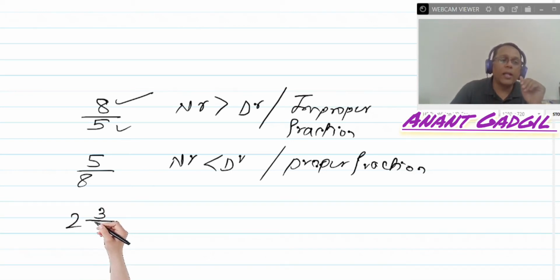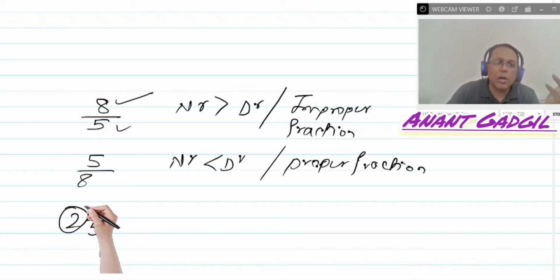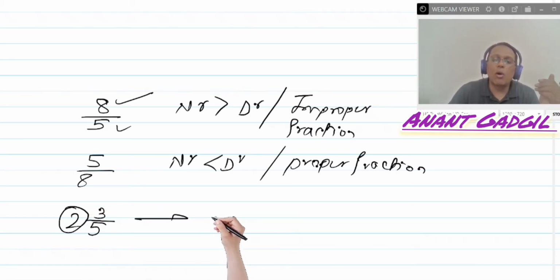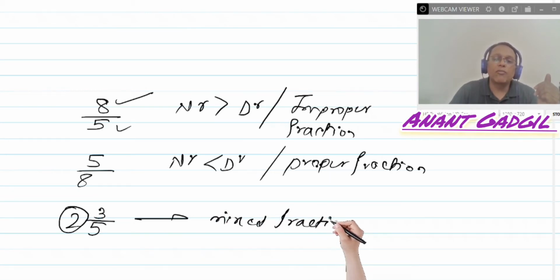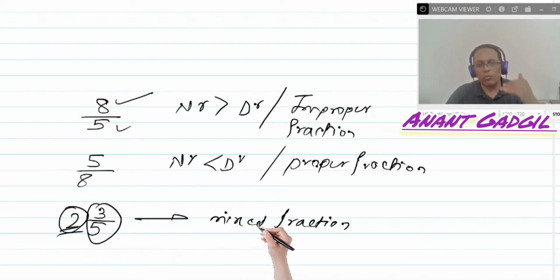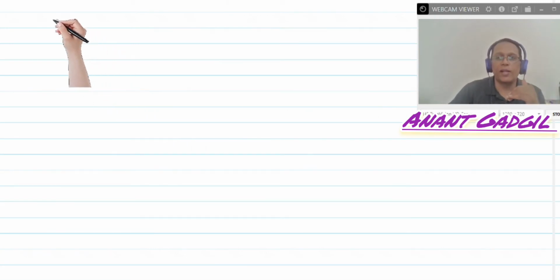And if we have a fraction like this where there is a whole number also here, right? Then this type of fraction is called a mixed fraction. In a mixed fraction, you can see that there is a whole number and there is a proper fraction. That is, numerator is less, denominator is more. This is a mixed fraction. Okay. So we are going to see how to multiply and divide fractions in this video.